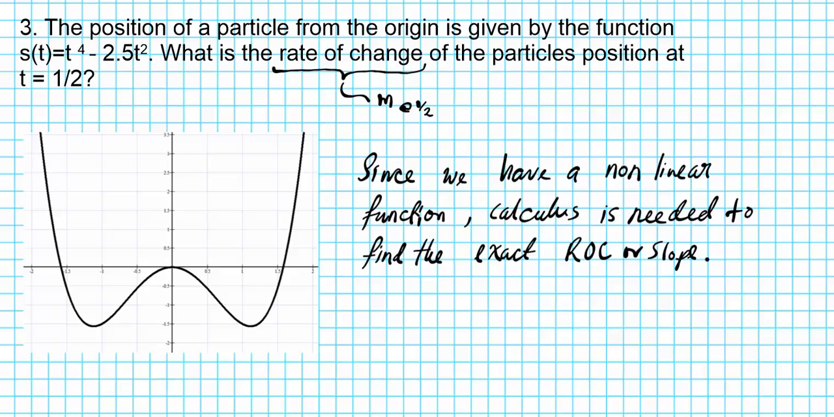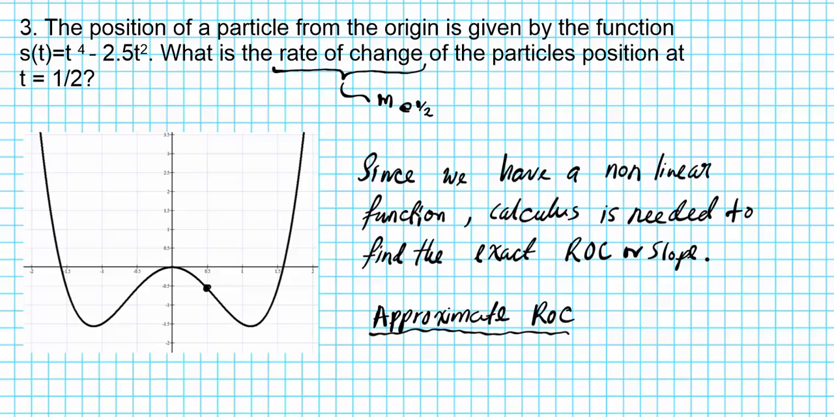Okay. All right, but we're told in the initial instructions that if calculus is needed to find the exact answer, we should find the approximate answer using pre-calc, okay? So let's go ahead and find the approximate rate of change using pre-calc. We're looking for the rate of change at t equals 1/2, 0.5 right here.